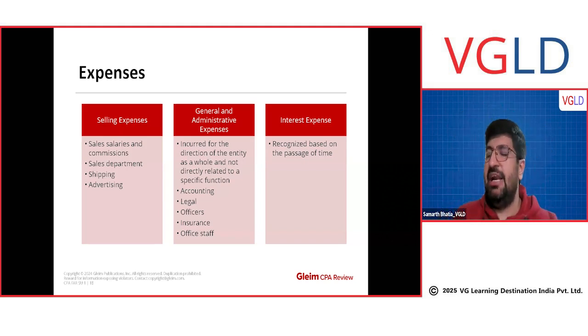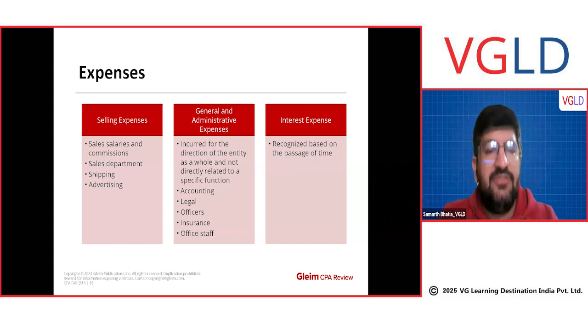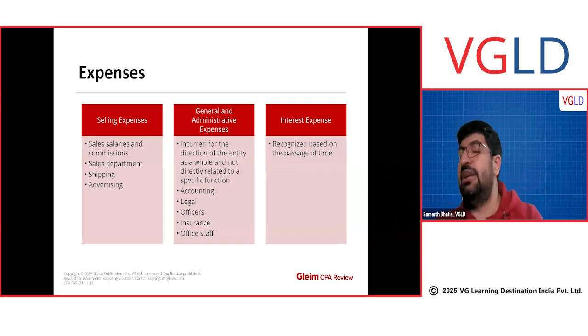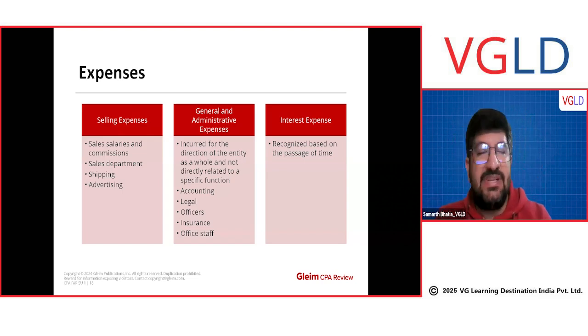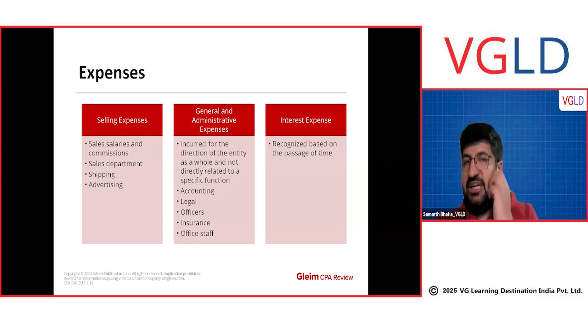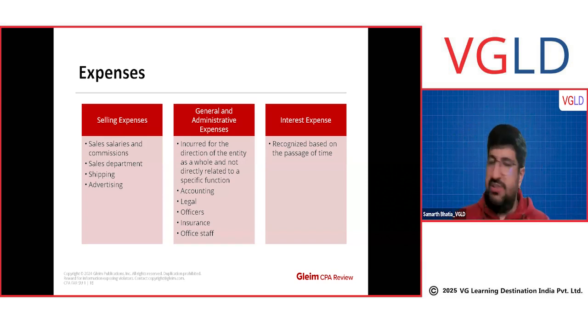Next are the general and administrative expenses. These are incurred for the direction of the entity. Like we are paying a salary to the officers of the company, and they are responsible for giving direction to the company. So it is incurred for the direction of the entity as a whole and not directly related to a specific function. It's not related to any specific production cost. It's general cost, general expenses.